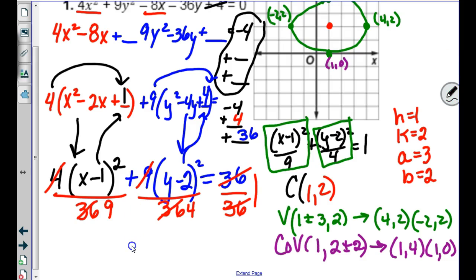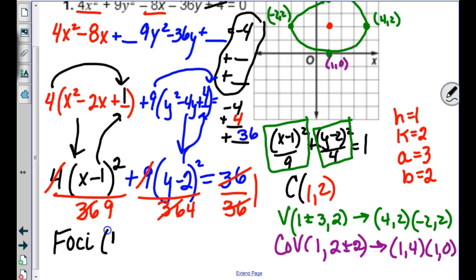All right. The center was (1, 2). We found it here, I just didn't label it. Oh, yeah, little c for the foci. So to find the foci, this is the trickiest part, so I'm going to write it out here.